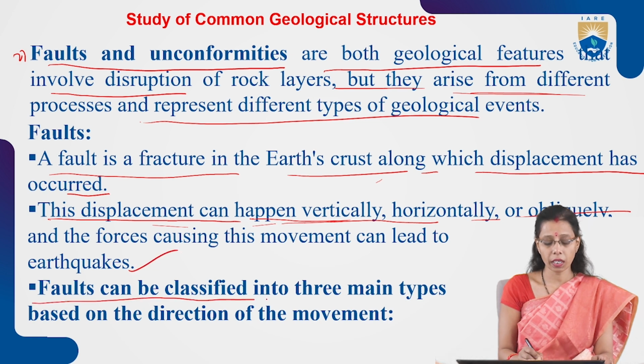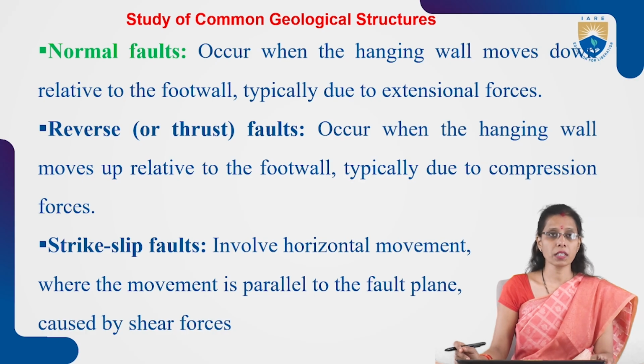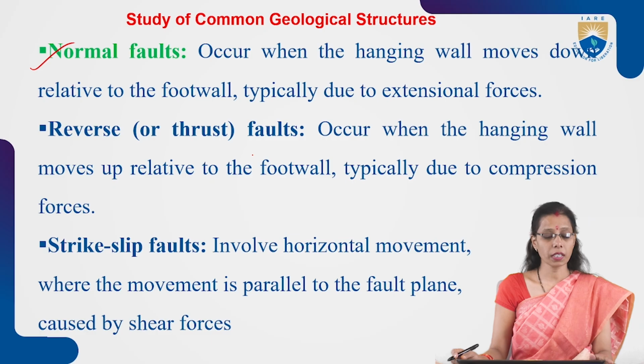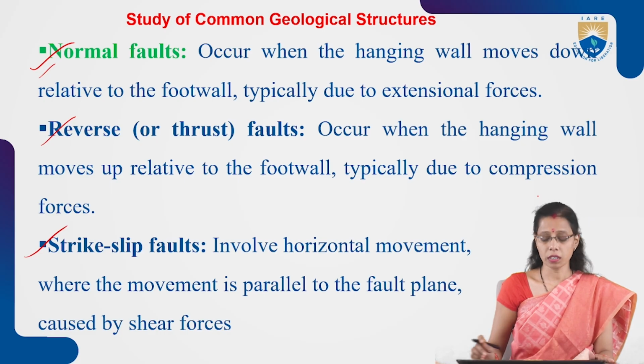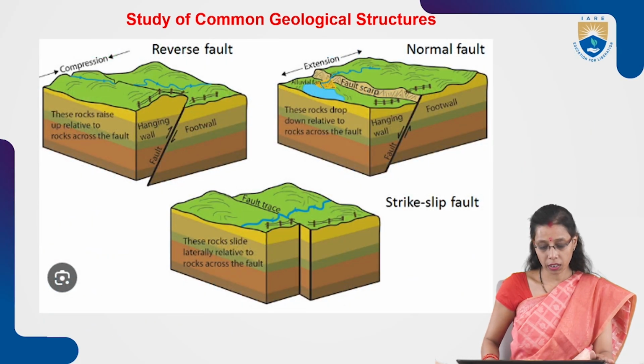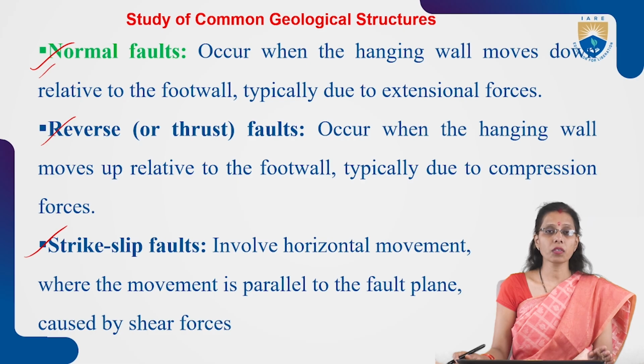Faults can be classified into three main types, based on the direction of the movement. In the previous lectures we have also discussed the faults. They are classified as normal fault, reverse fault, and strike-slip fault. These three common faults we see on and beneath the earth surface. This happens due to tectonic activities acting on or beneath the earth surface, right?